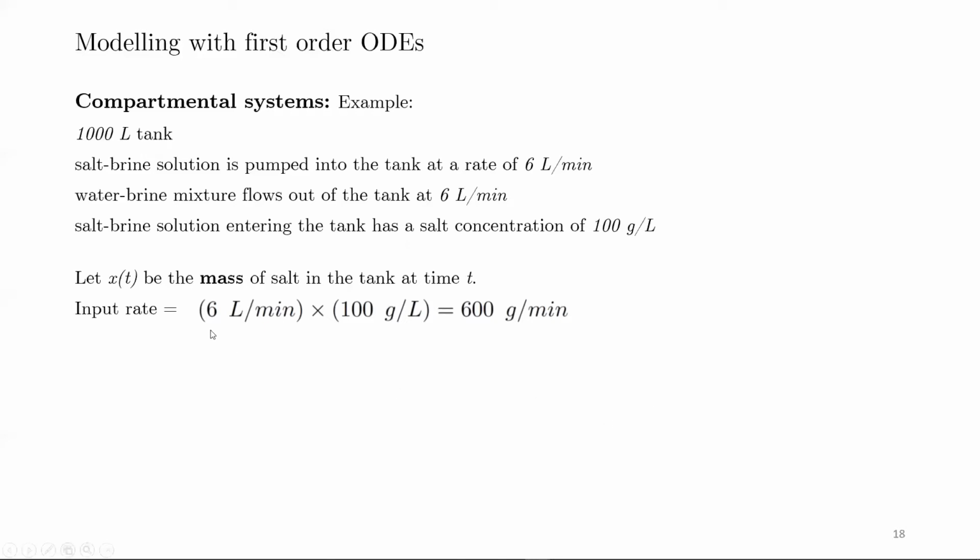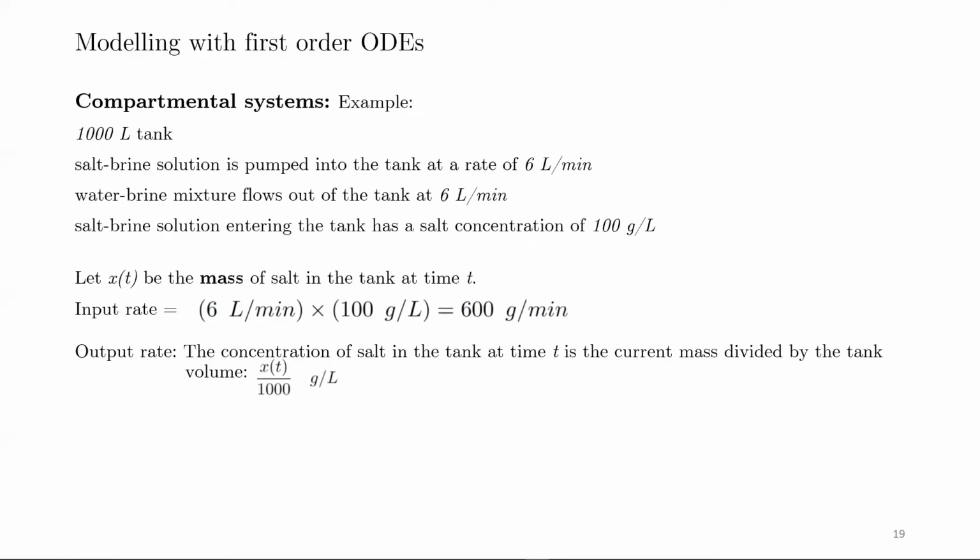So now we have a rate at which mass is being pumped into the tank, the input rate. The output rate is a little bit harder. There's a little bit more work involved with the output rate because the concentration of the salt in the tank is changing over time, right? It's initially 0 salt in there, so x of t equals 0, so there's 0 grams per litre in the tank initially.